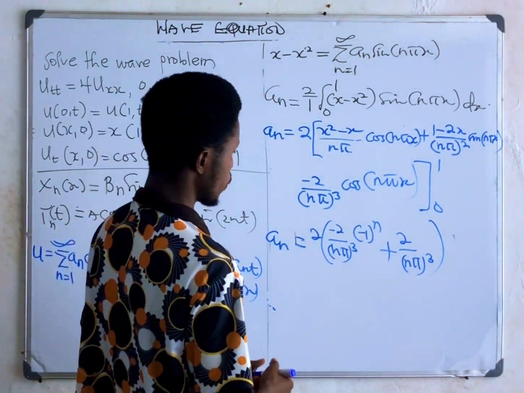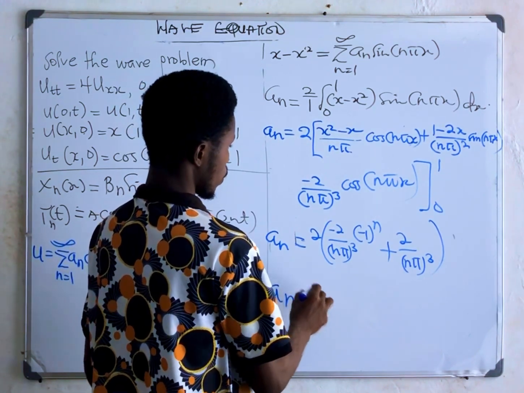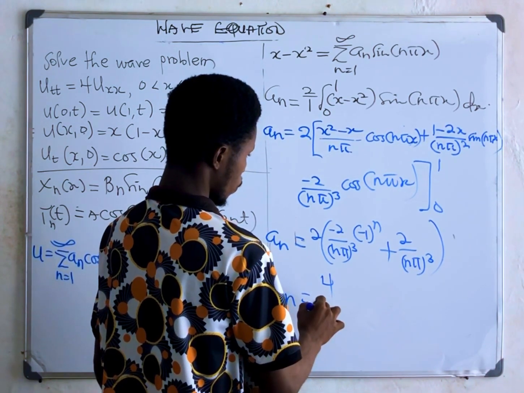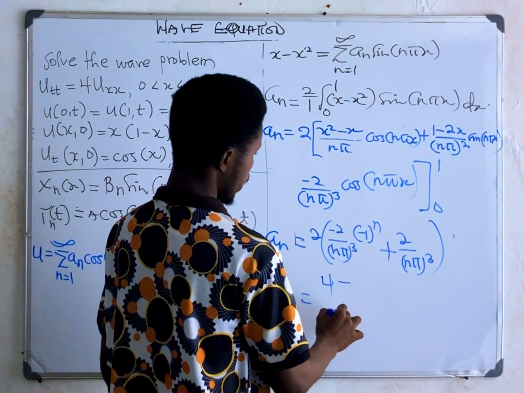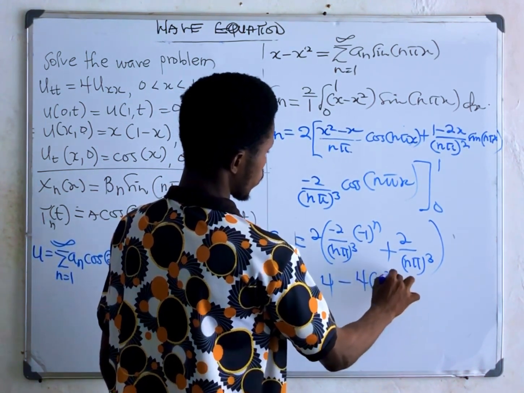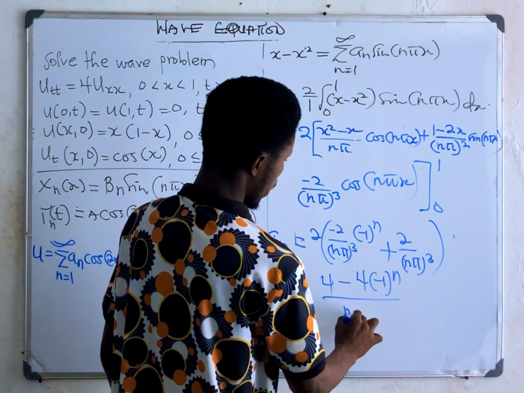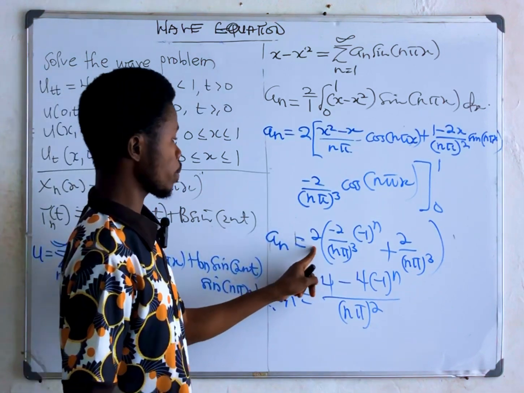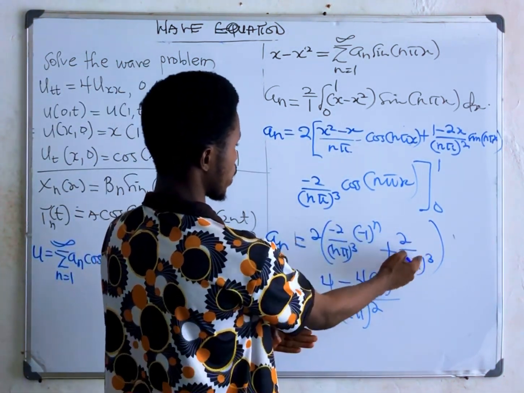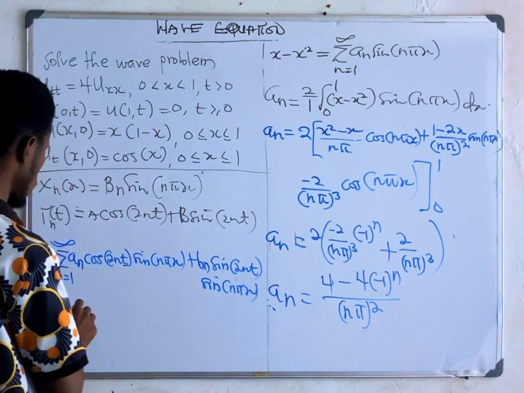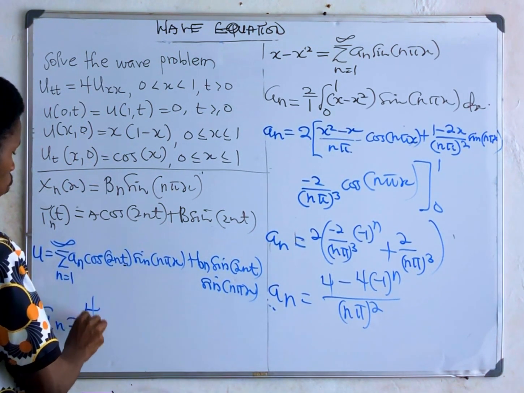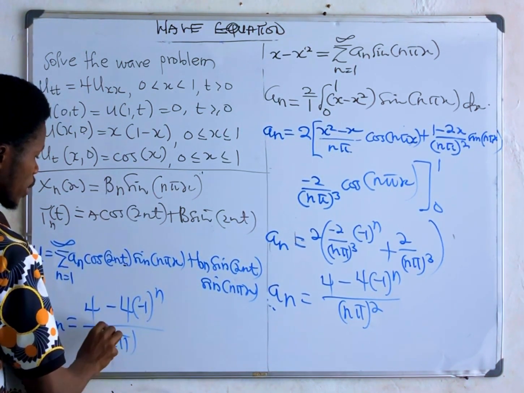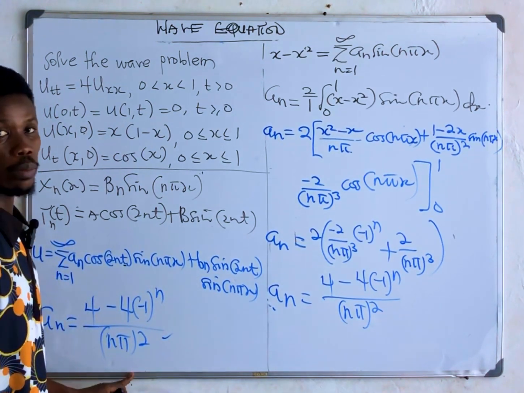Let's see if you can do simplification. So here I can have 4 minus 4 negative 1 to the power n, and this is divided by n pi squared. So this becomes my an. I just multiplied through and brought this one to this side so that it will look nice. So my an is 4 minus 4 bracket negative 1 to the power n, all divided by n pi squared. Let's move to the bn.